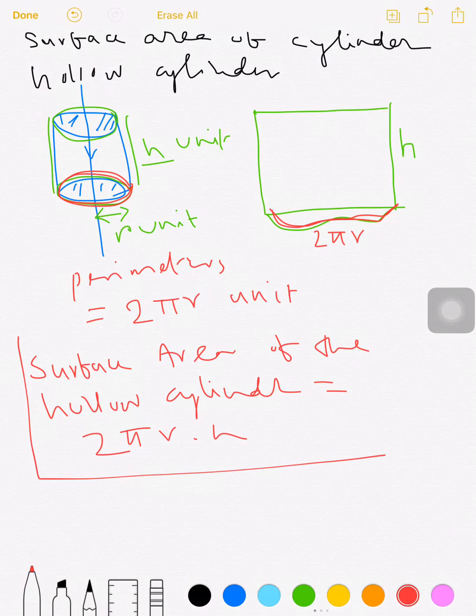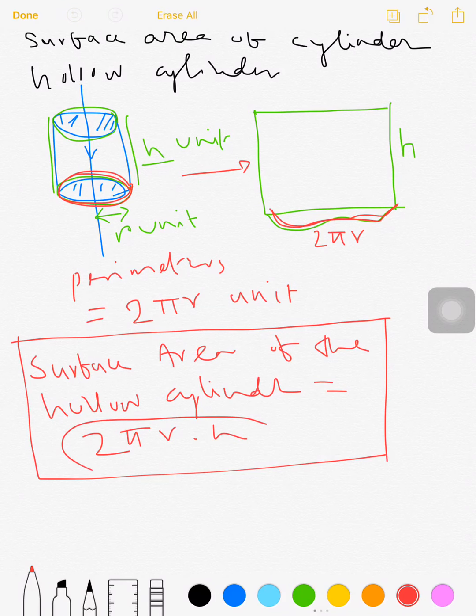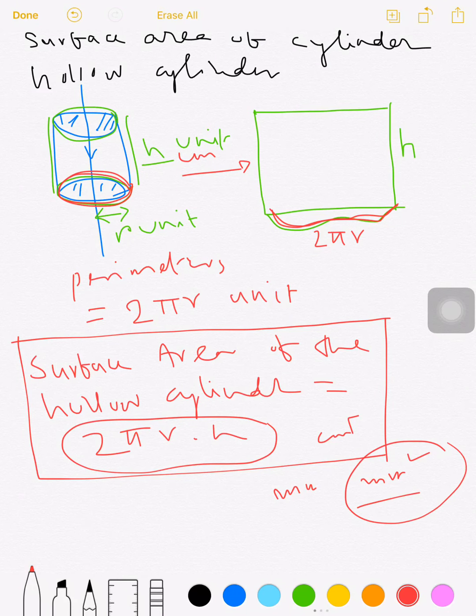So in this way we do not need to remember this formula. If we can quickly imagine the cylinder as a rectangle of this sort, then we can quickly remember this formula. And also please make sure to use the correct units over here. If it is in cm, then it would be cm square. If it is in mm, then it will be mm square. So please make sure that you put the correct unit.